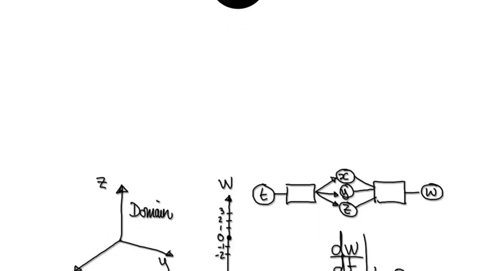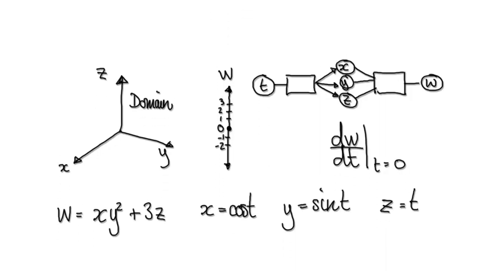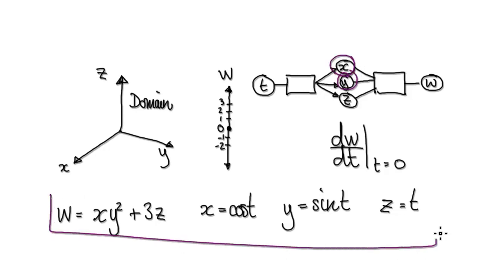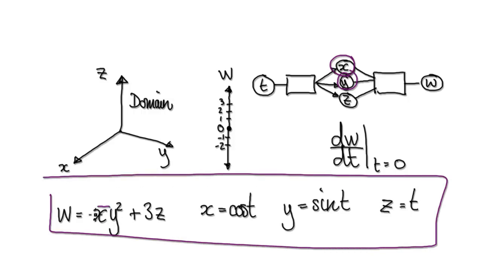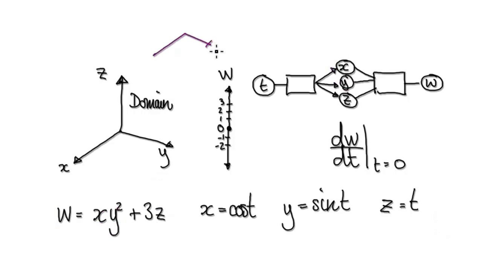Now we're going to extend the chain rule. So in the previous video, we only had 2 dependent variables. In this video, we are going to consider 3 dependent variables. 1, 2, 3.